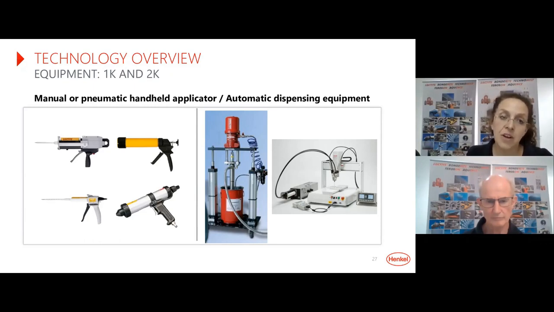And as Henkel, we do have a whole range of equipment available. We've got some examples here to give you an idea. So we go from handguns to benchtop dispensers to drum pumps. And if you are interested in our equipment range, then there is an equipment webinar available on our website.